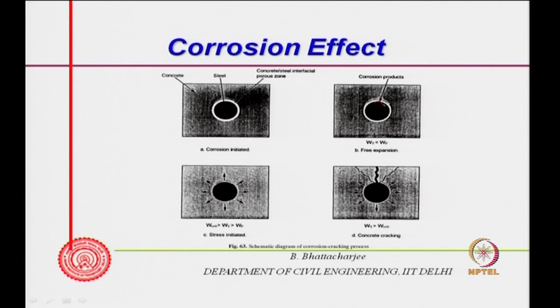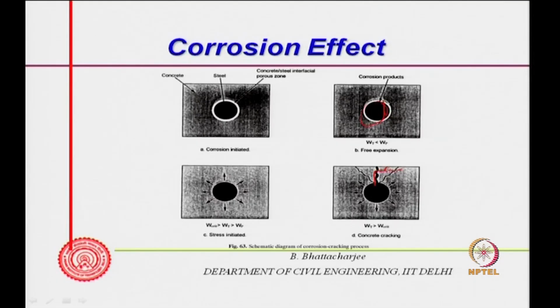So, what happens is it occupies a large volume, and therefore it exerts pressure on the surrounding concrete. First it fills in these pores, then exerts pressure on the surrounding concrete, and finally causes cracking of the cover concrete. So, general corrosion results in cracking of the cover concrete, and this can happen from carbonation or chloride coming from inside ingredients. But for external chloride, sometimes you may have pitting corrosion.